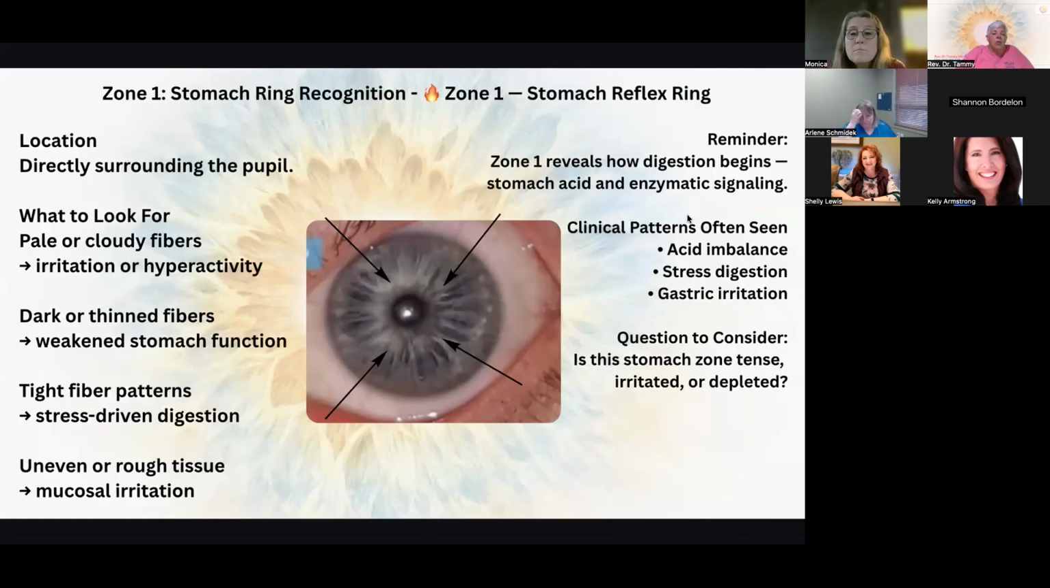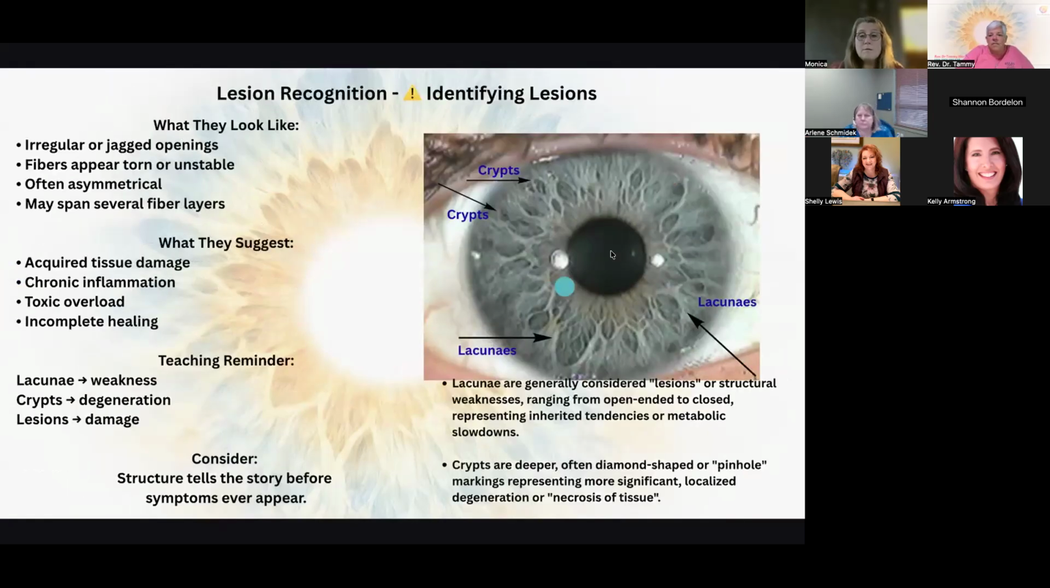All right, so the stomach ring, and we have talked a little bit on this. So this stomach ring, it's a lot of white right up in here, a little bit of gray. This isn't the best picture, but we want to look at the location directly surrounding the pupil. So this is the stomach ring. There was one back here, this is a stomach ring right here. See the white? This is low stomach acid, but you can see that stomach ring just beautiful. This is the inner lining of the stomach, and then that's the outer lining of the stomach.